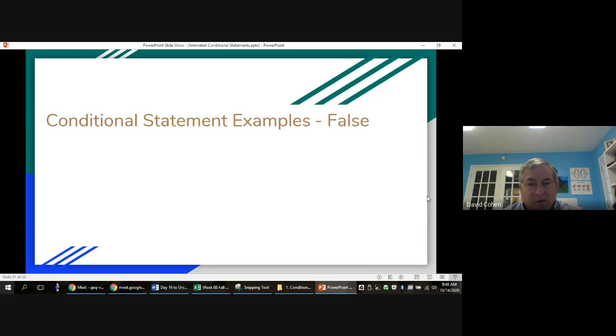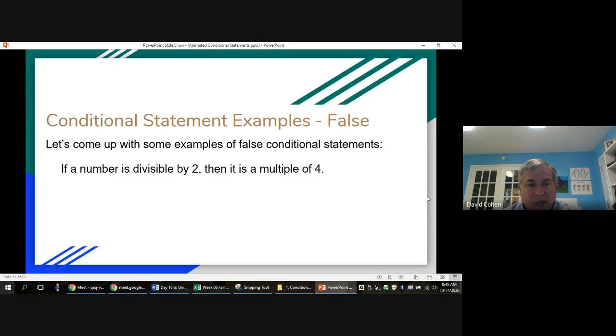Conditional statement examples, false. Let's come up with some examples of false conditional statements. If a number is divisible by 2, then it is a multiple of 4. Write down one in your notes that comes to mind. I have 6, 10, 14, 18, etc. Can even go in the negative direction if you'd like, -6 and all the other negatives of what I just stated.